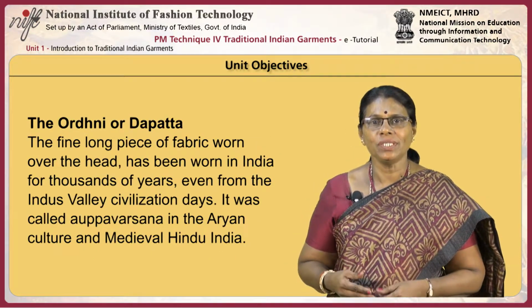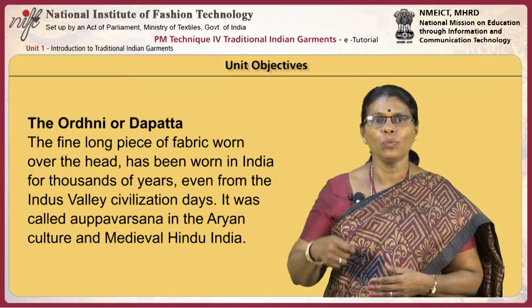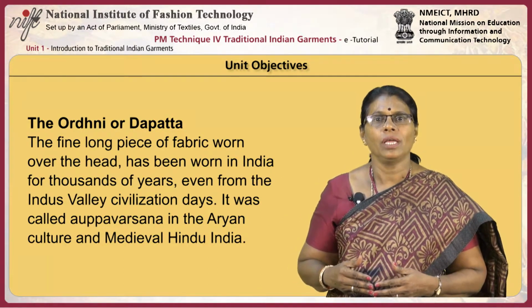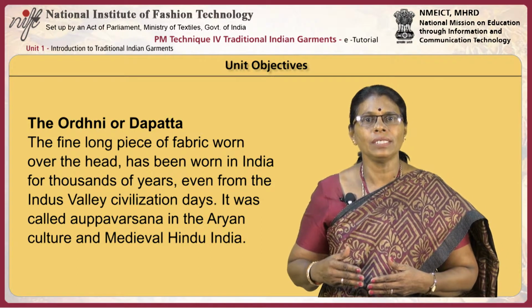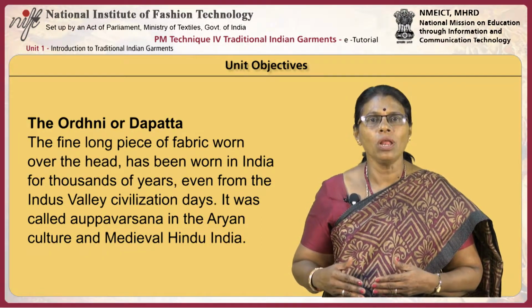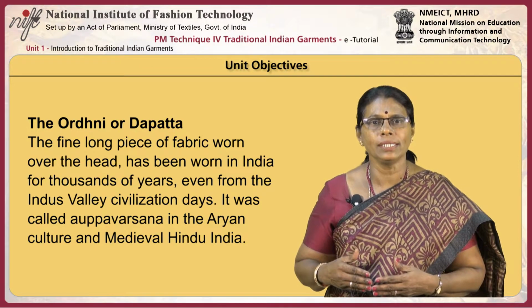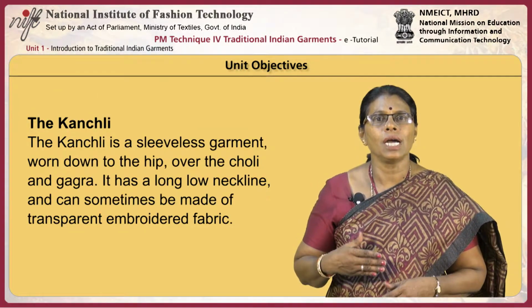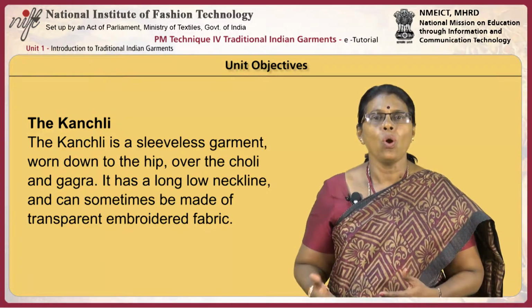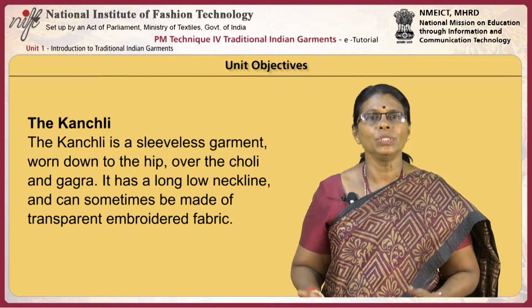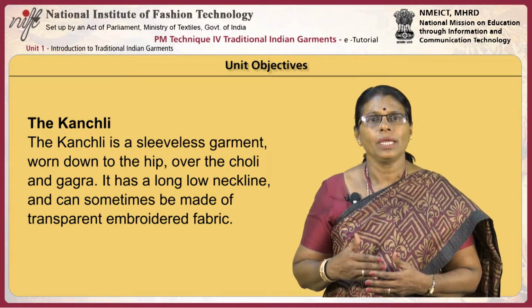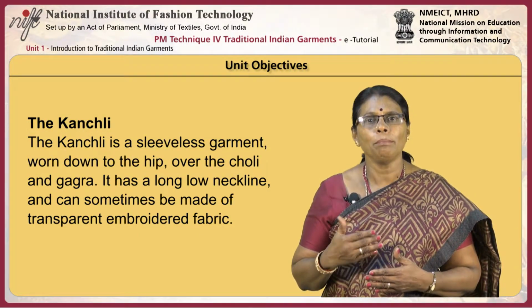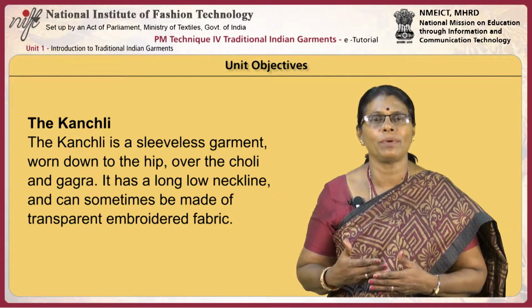The odhini or dupatta was a fine long piece of fabric worn over the head. It has been worn in India for thousands of years, even from the Indus Valley civilization days. It was called uttariya in ancient and medieval Hindu culture. The kanchuki is a sleeveless garment worn down to the hip over the choli or gagra. It has a long, low neckline and can sometimes be made of transparent embroidered fabric.